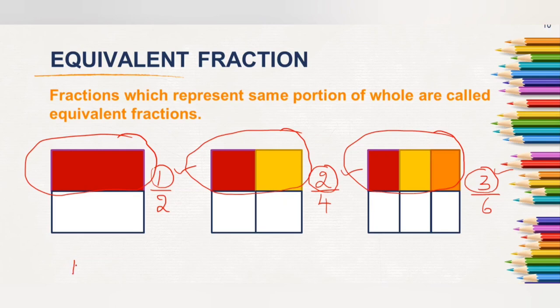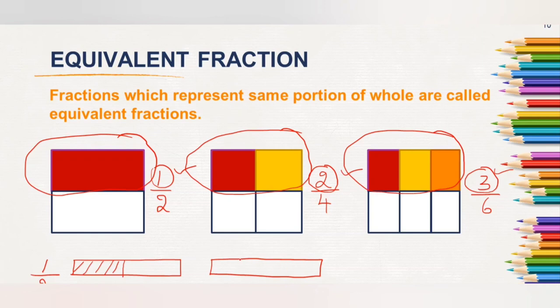You have one chocolate. You will make it into two parts. So you will get one part and the other part you will give to your friend, which means you have got one part out of two equal parts. In the same way, the same chocolate, you will make it into four parts. You will take two parts and give two parts to your friend. Same length chocolate. So, you are getting two parts out of four parts.